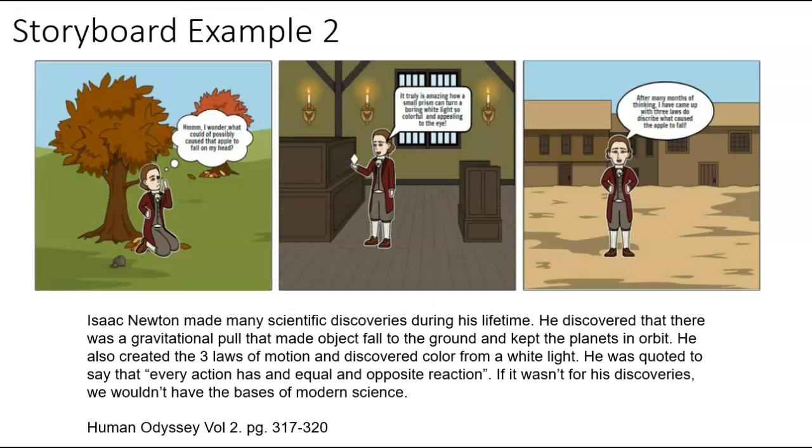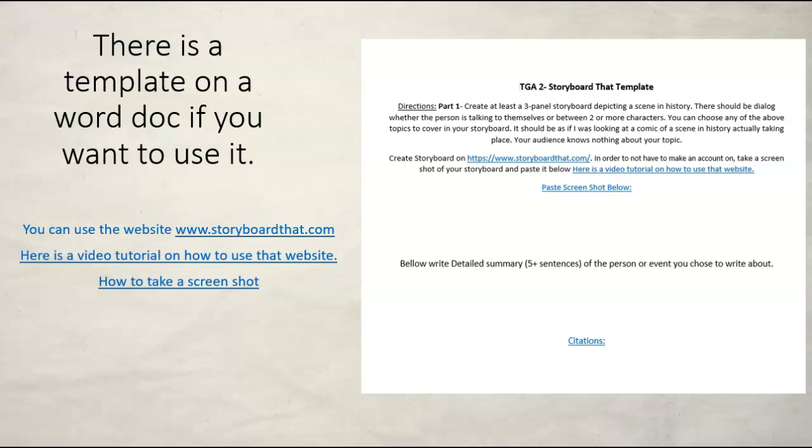Here's another example. This one was from a student last year on Isaac Newton. And so you can see that they have the storyboard. They pasted it into a Word document. They had the summary and they cited their source. I have a template that you can use to place your screenshot of the storyboard, to write your summary, and to do your citations. So I would use this template just to make sure you get all parts of the storyboard if that's what you choose.